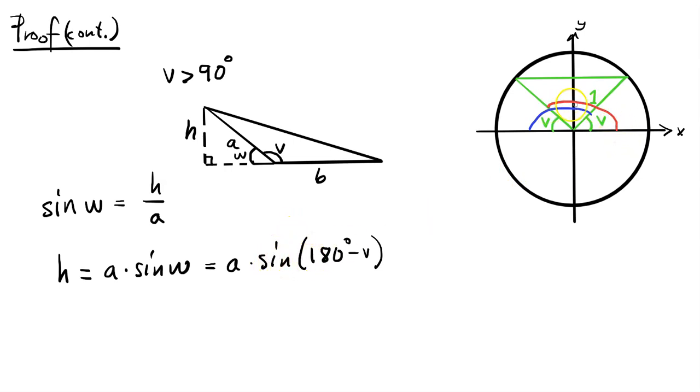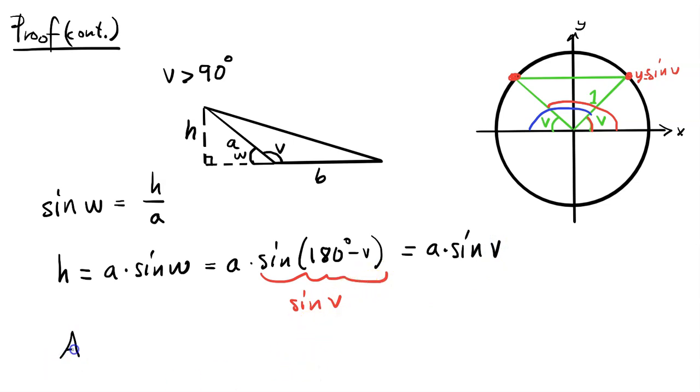That's this red angle here. So that means it is the y-coordinate of this point. So sine 180 minus V is just the y-coordinate of that point. But the y-coordinate of that point is the same as the y-coordinate of this point. And what is the y-coordinate of this point? Yeah, here we have an angle of V. So this is just sine V. So here the y-coordinate is sine V. So this here is just the same as sine V. So that follows from this figure. That means we have A times sine V.